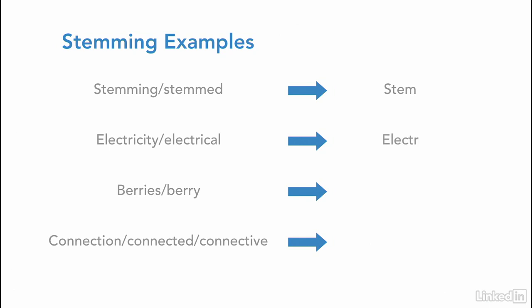Similarly, for electricity and electrical, they're pared down to electric. Berries and berry is interesting because it's more than just cutting off the end of it like we've seen previously. The stemmer will chop those both down to berry with an I. Lastly, connection, connected, and connective will all be chopped down to connect. So this seems pretty useful, but stemming uses very crude rules, so it isn't perfect.